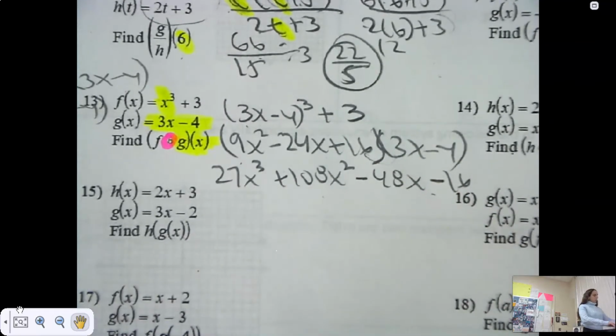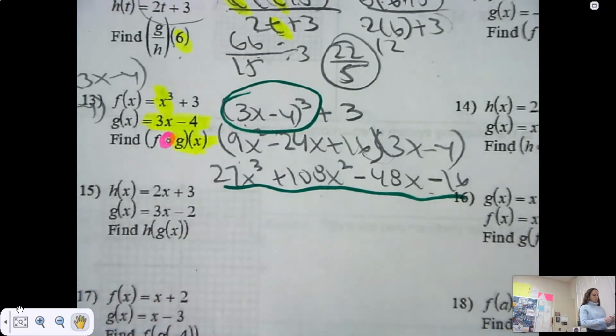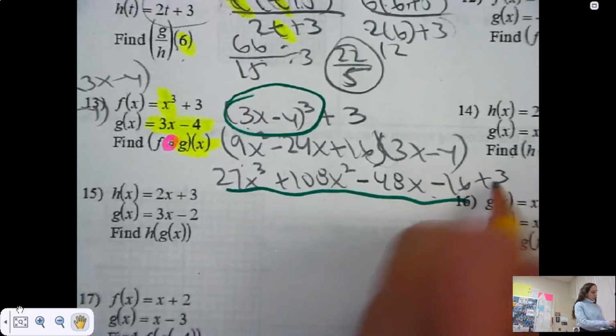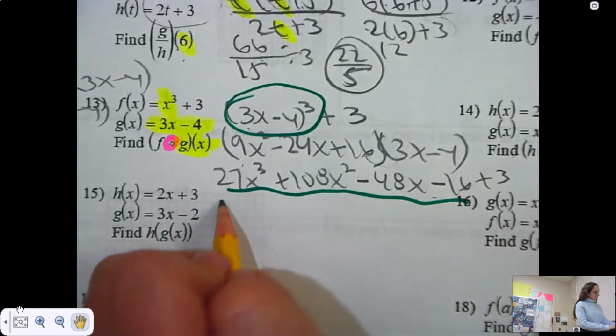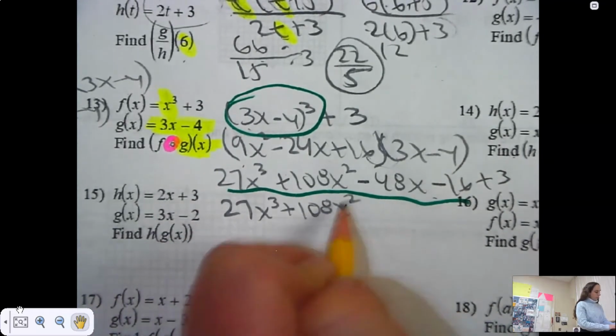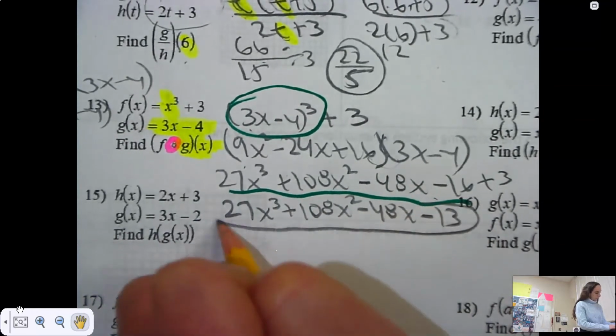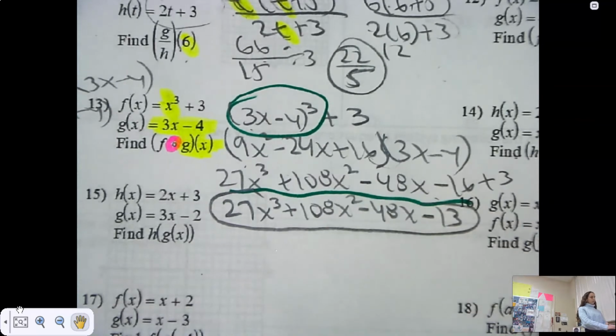Okay, so all of this gave me this, but now I have to add 3. So then my final answer is 27x cubed plus 108x squared minus 48x minus 13. Okay, so let me say it again.